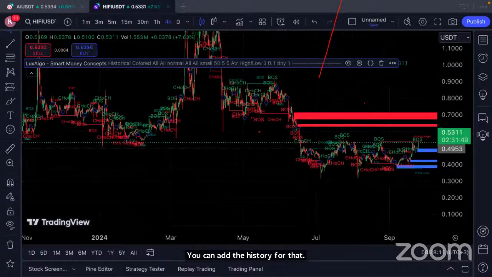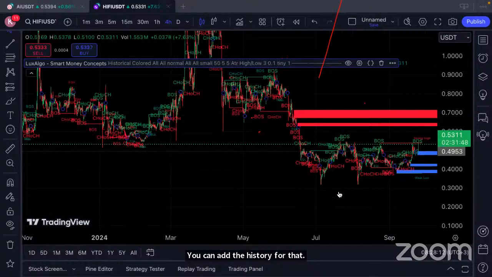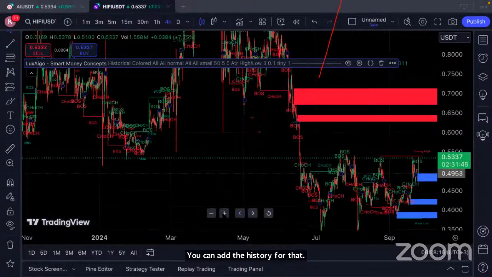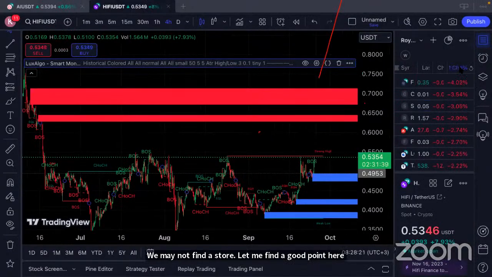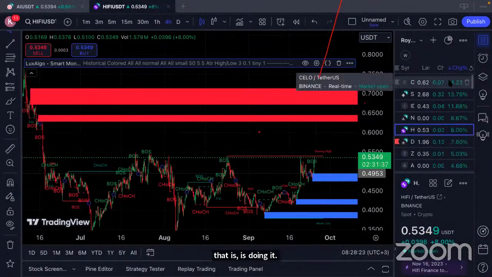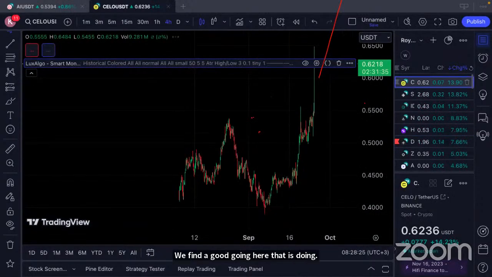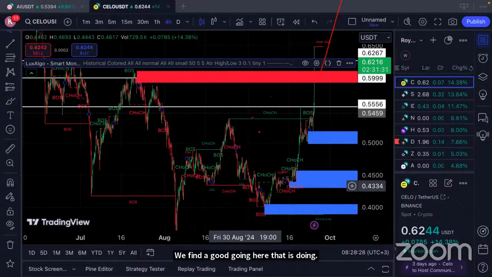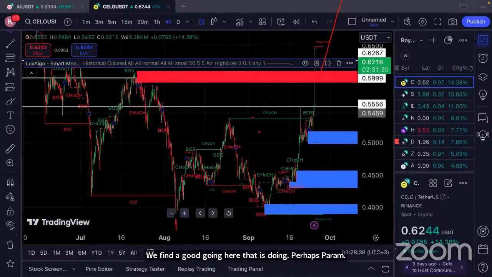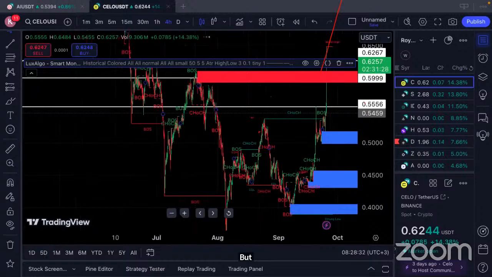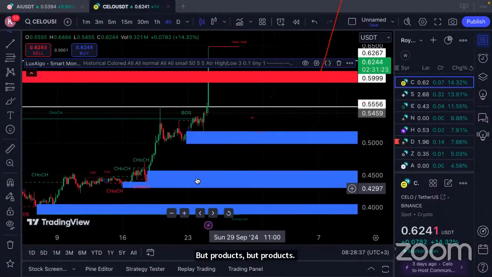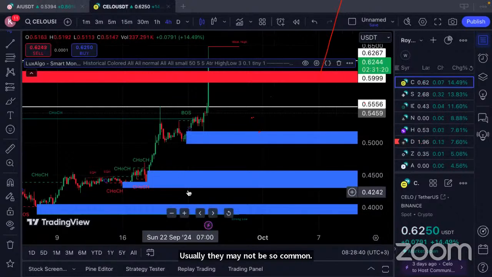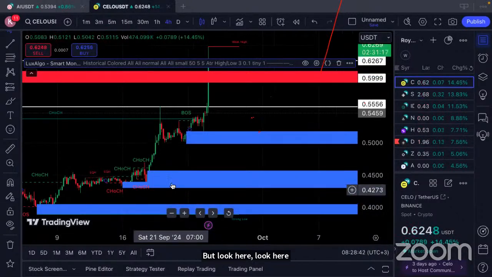Well, we may not find a history. Let me find a good coin here that is doing it. We find a good coin here. Usually, they may not be so common, but look here. Look here, friends, very critical.